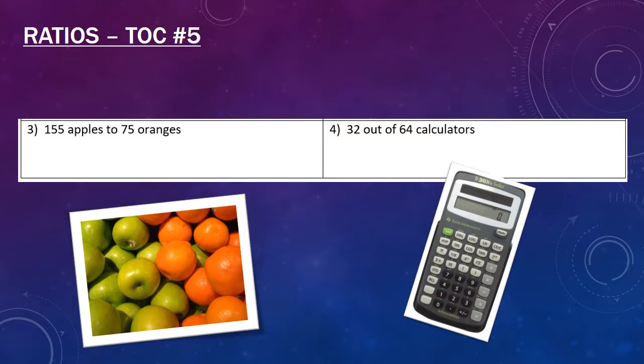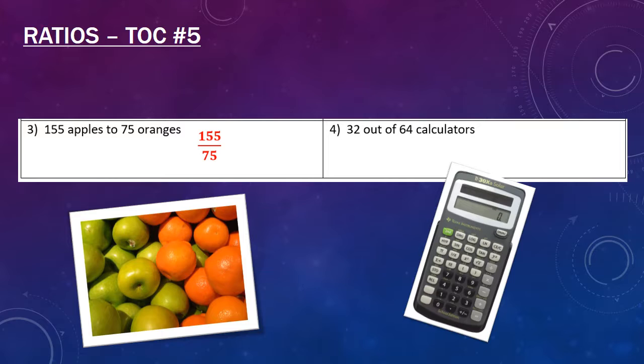Here's another example, but this one is not a part to a whole comparison. It's part to a part. So they're saying that I have 155 apples and 75 oranges. I could write that as a fraction with 155 on top in the numerator and 75 on the bottom. One thing you're going to notice with ratios is you do not make them a mixed number. It's going to stay an improper fraction.